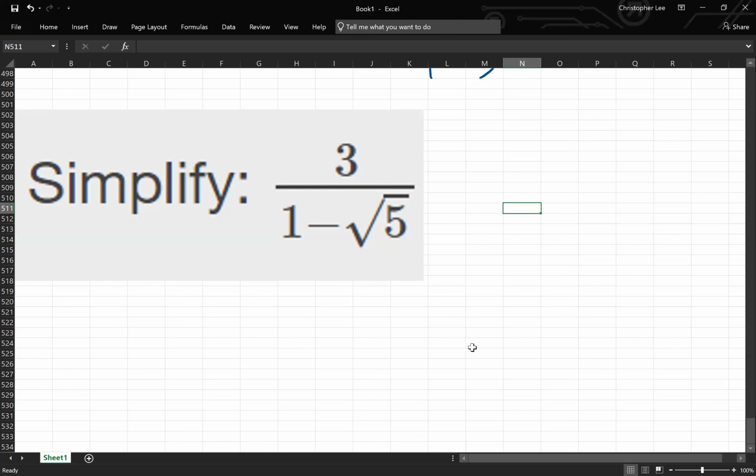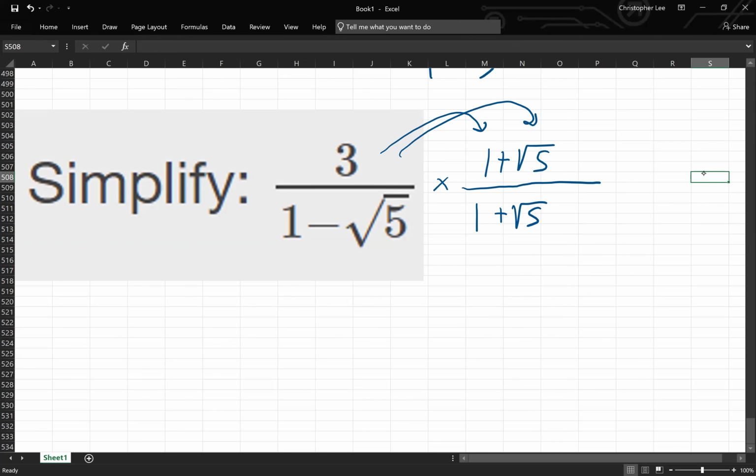Okay, let's take a look. So remember, I want to rationalize the denominator, which means get rid of the radical that's in the denominator. So what I'm going to do is multiply this by the conjugate. Conjugate means opposite. This is going to be 1 plus square root 5 and 1 plus square root 5. On the top, just distribute very simply.